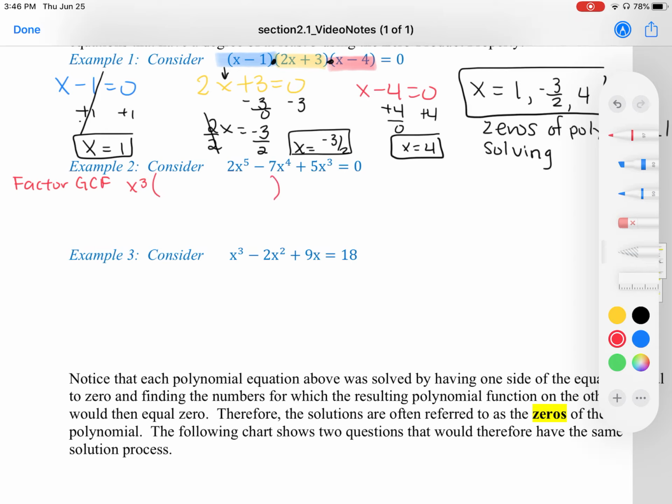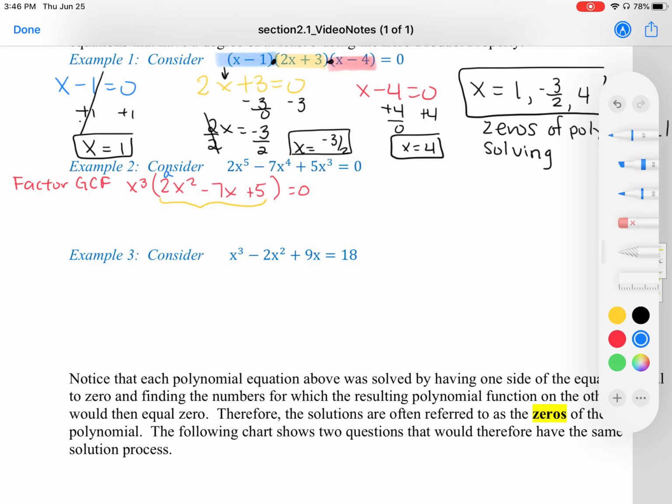So we divide an x cubed out. We're left with 2x squared minus 7x plus 5 is equal to 0. All right, we see now that we can factor what's in the parentheses. That's a trinomial. Because our leading number is not 1, we have to put in a bit more work.